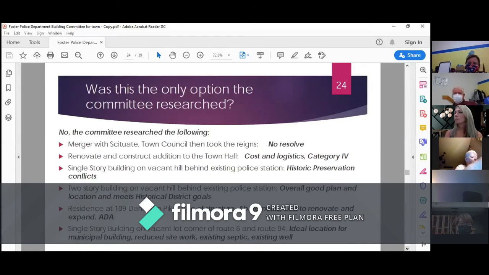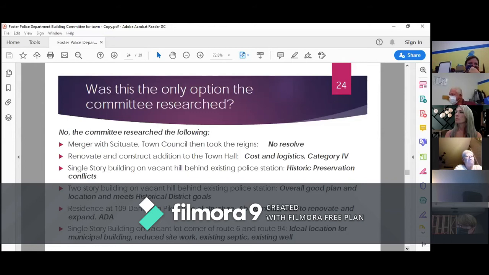Let's recap what we said no to before, and let you know why the other sites are not happening. So the merger with Sutton again, the town councils met, nothing got resolved, so that is off the table. Renovate and construct an addition to the town hall: there's a lot of cost and logistics to that. I measured every square inch of free space in the town hall back in 2016, and I came up with somewhere in the neighborhood of high 1800s, 1900s. We really need about 6,000 square feet, so we'd be looking at about a 4,000 square foot addition.